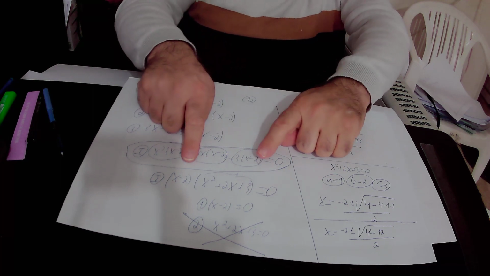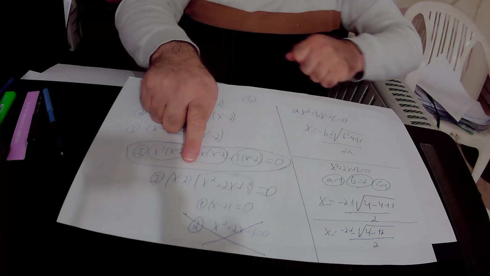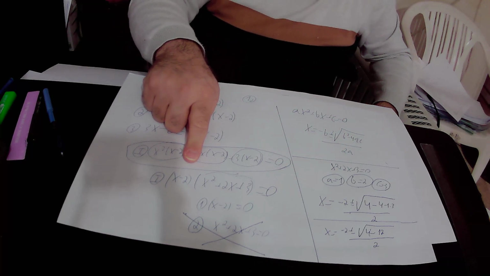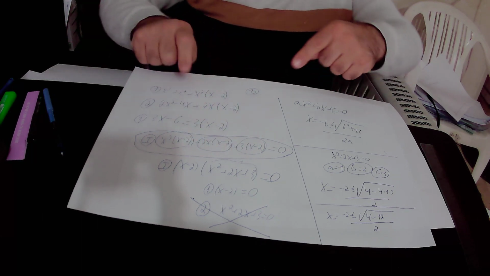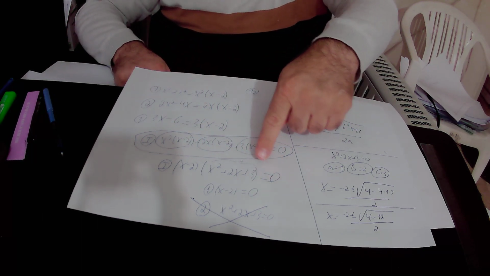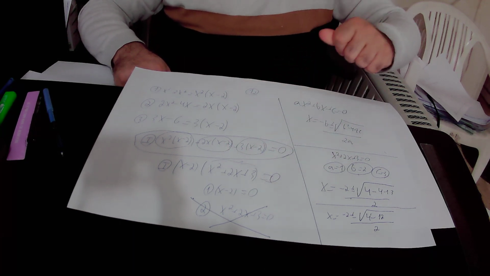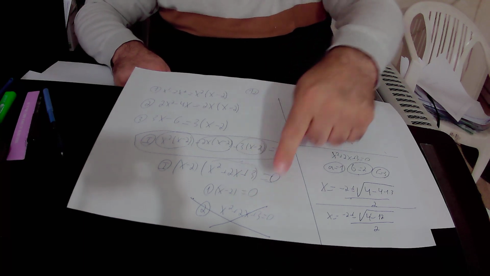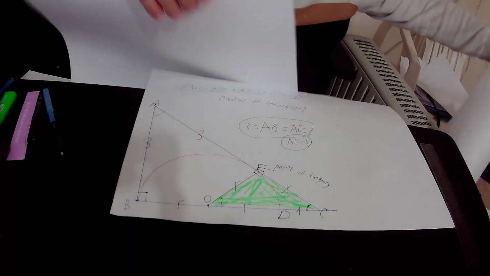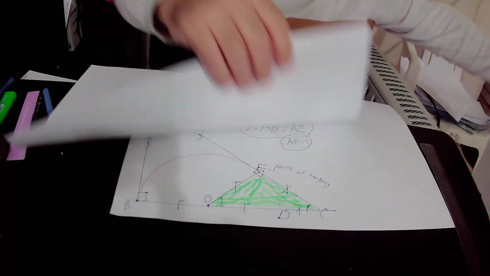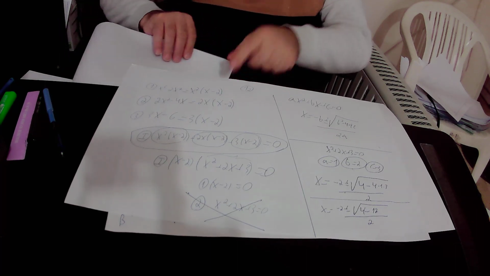So in total we got that x minus 2 times x squared plus 2x plus 3 all equals to 0. So here we have two solutions that are possible for this equation number 1. The first solution is that x minus 2 equals to 0, and the second solution is that x squared plus 2x plus 3 equals to 0. Then we focused on the second solution, and it is actually a quadratic equation.